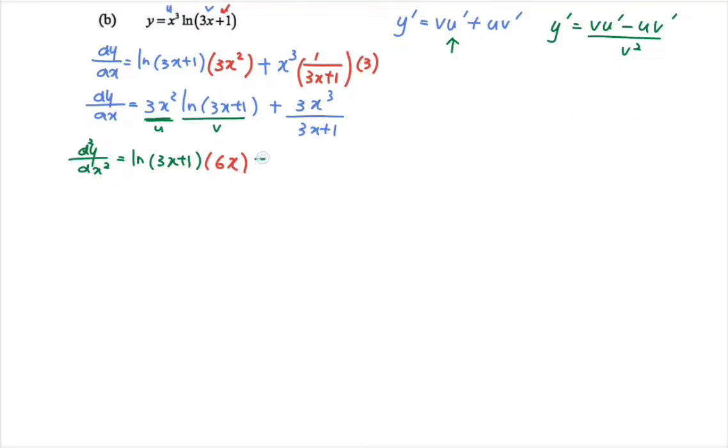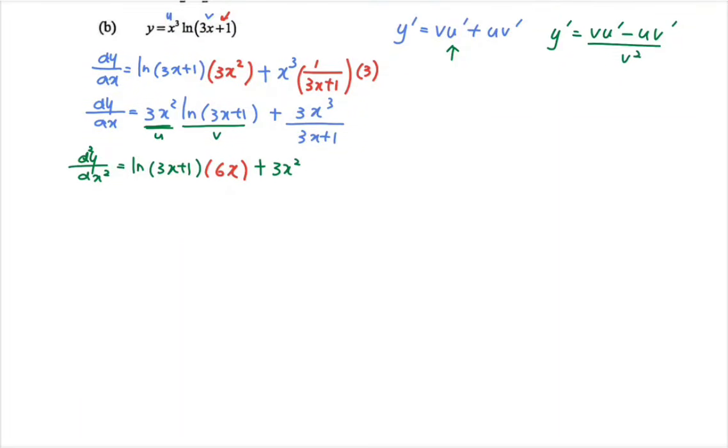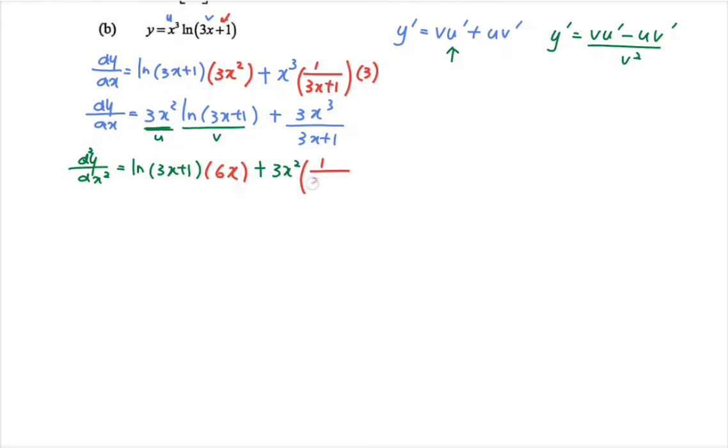Next, we have the plus. Copy the u, where we have 3x squared. Next, if we differentiate the situation, here we will have 1 over 3x plus 1. Do remember, differentiate the internal function and we will have the 3. So if we rewrite the situation for the second derivative, here we will have 6x ln of 3x plus 1, plus we have 9x squared over 3x plus 1. So that is the first part.